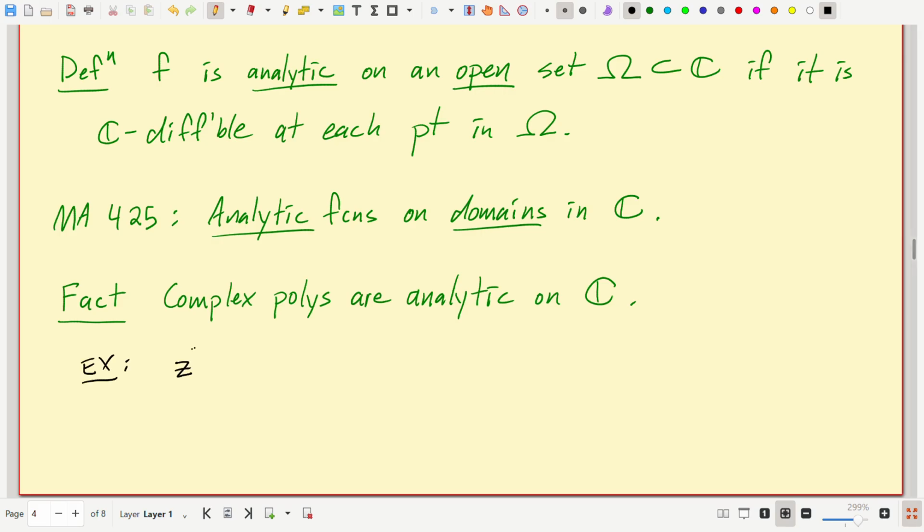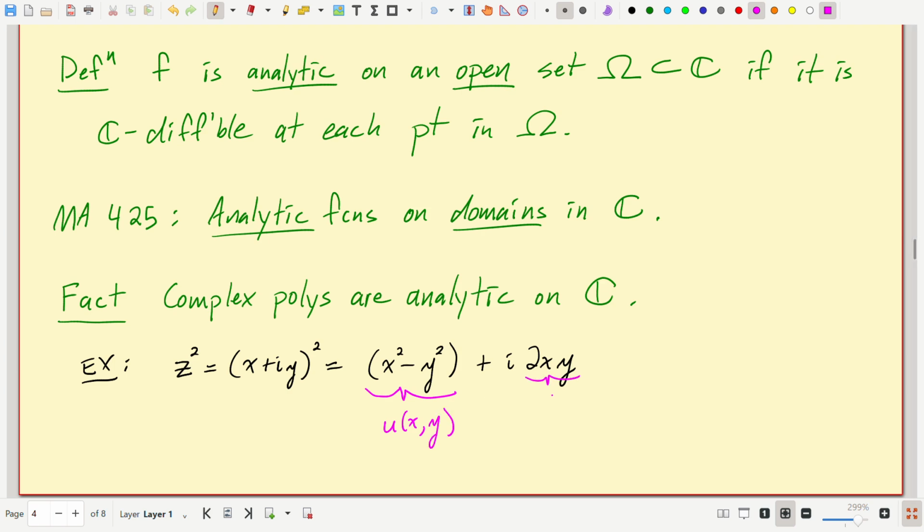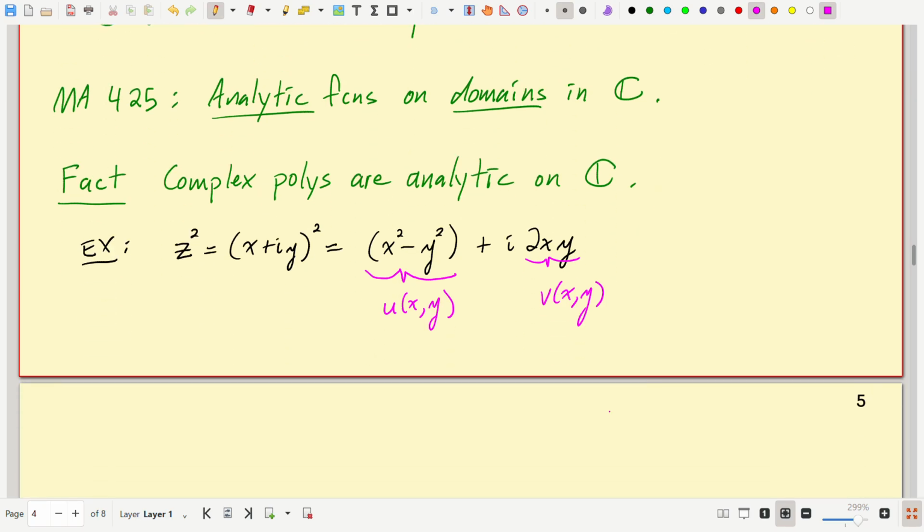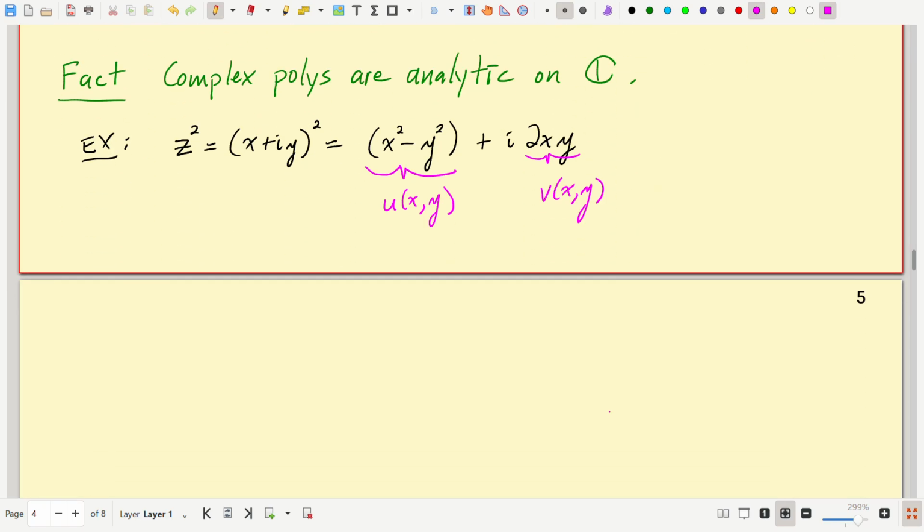Let's write z squared equals (x plus iy) squared. That's real part is x squared minus y squared, and the imaginary part is 2xy. When we look at analytic functions, we'll call this thing u of x,y, the real part of the analytic function, and we'll call this thing v of x,y. Notice how nice and smooth those functions are.